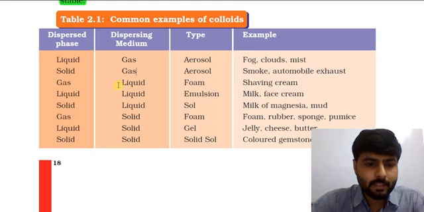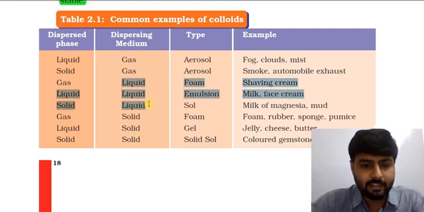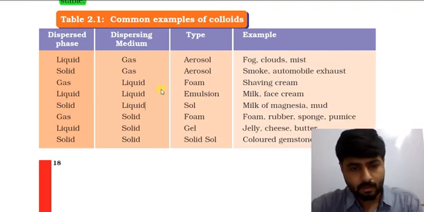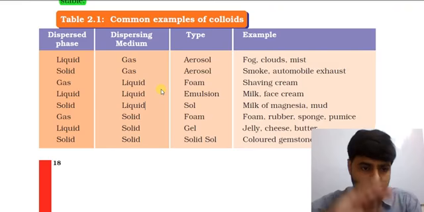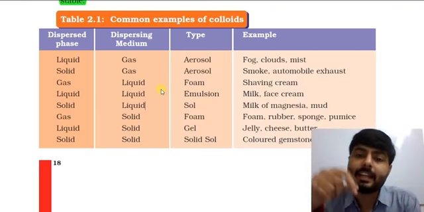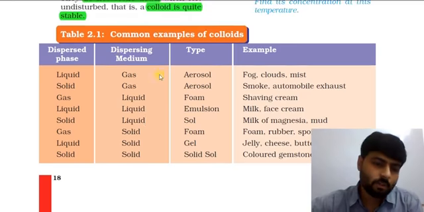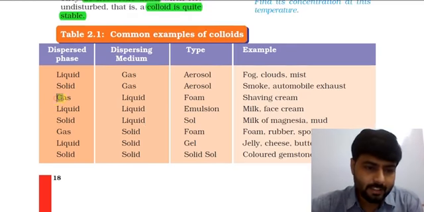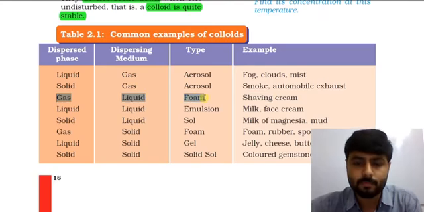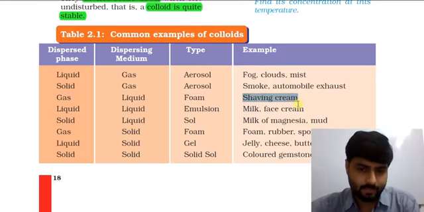Now we have liquid as dispersing medium. So here we have three cases: gas in liquid, liquid in liquid and solid in liquid. The first case is gas in liquid, which we call as foam, and the example of foam is shaving cream.